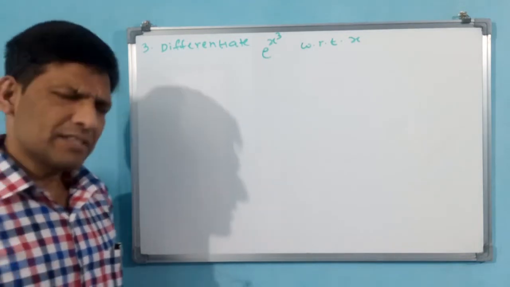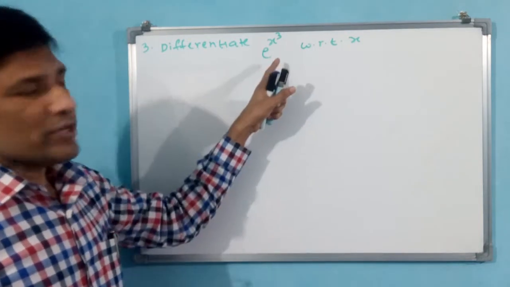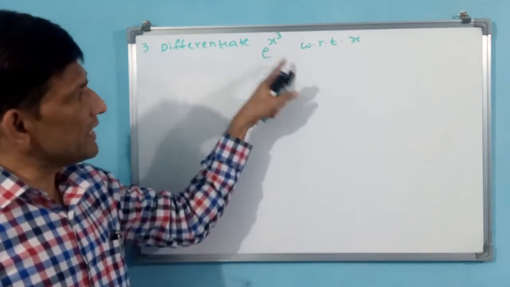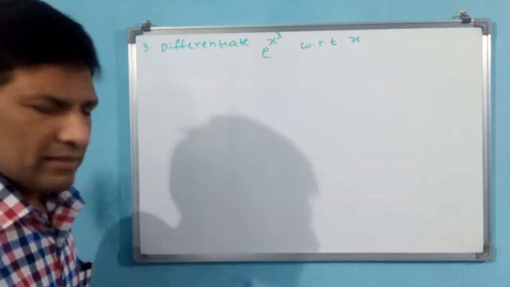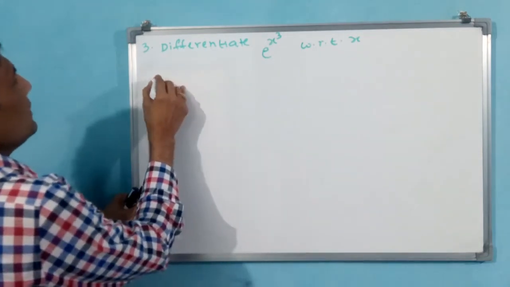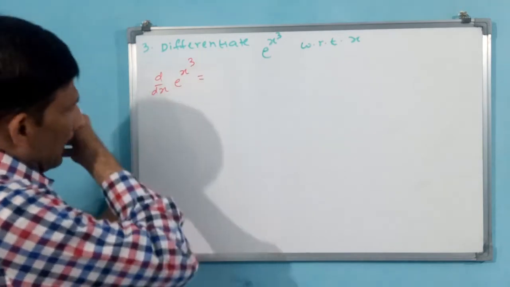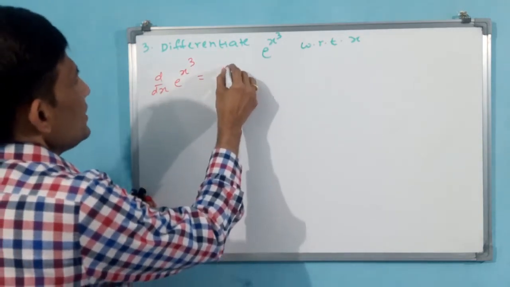Okay. Let us proceed. We know very well, first you take e power x cube as e power x, like that you do differentiation. Afterwards again you do x cube. That's all. Simple. d by dx of e power x cube is equal to e power x cube.